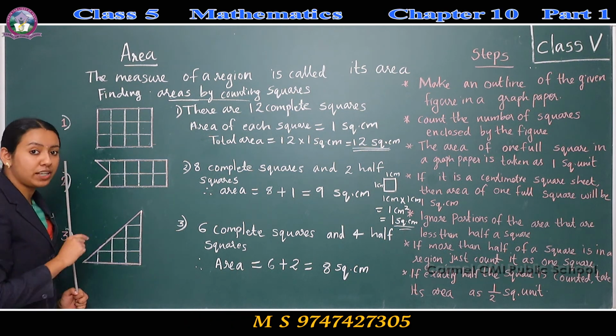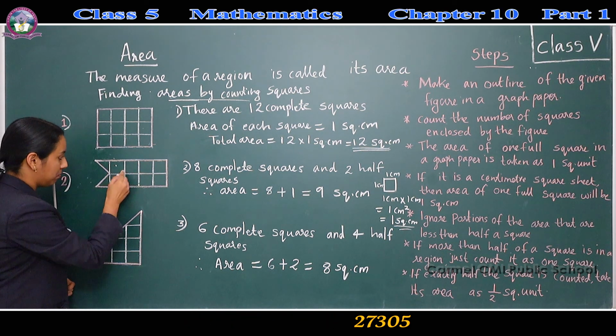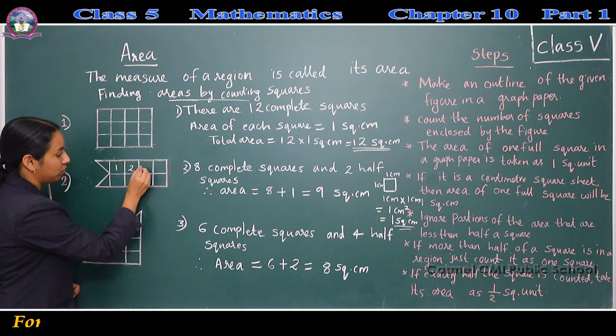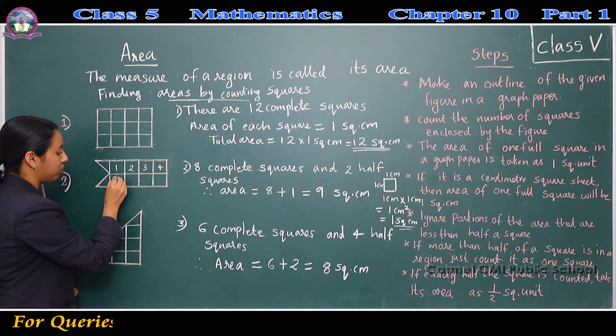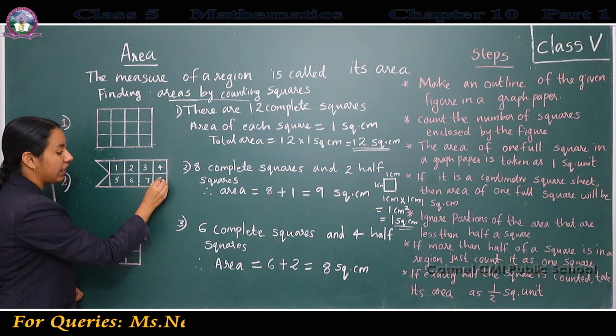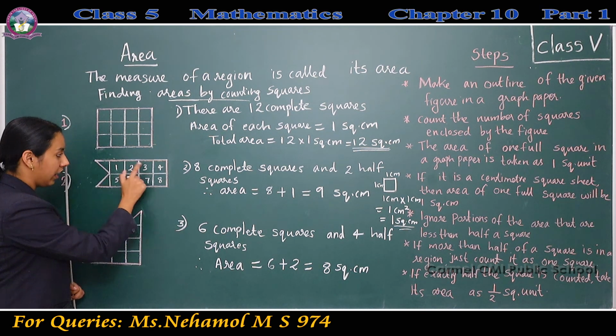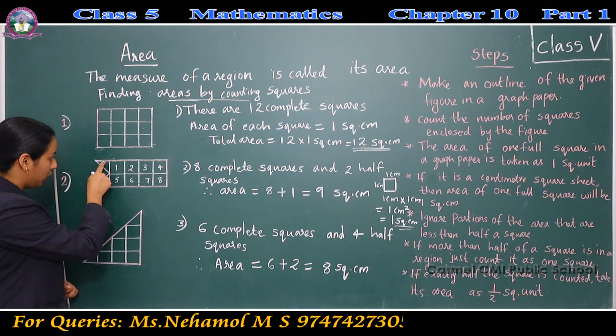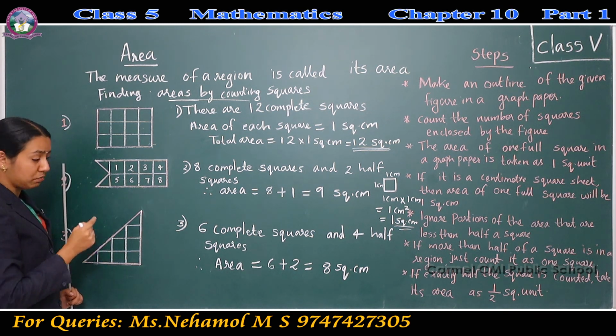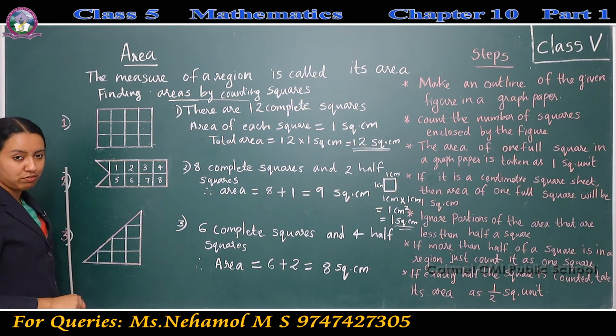How many complete squares are there? This is a complete square. 1, 2, 3, 4, 5, 6, 7, 8. 8 complete squares are there. In this figure, 8 complete squares, then 2 incomplete squares. That means 2 half squares.